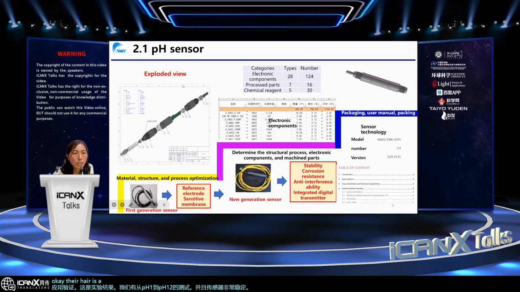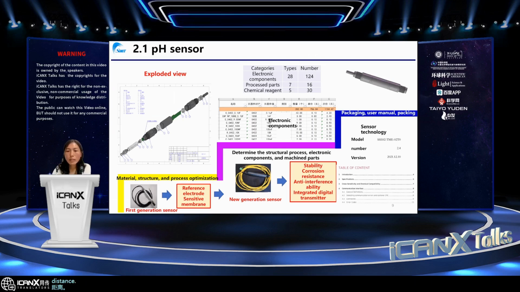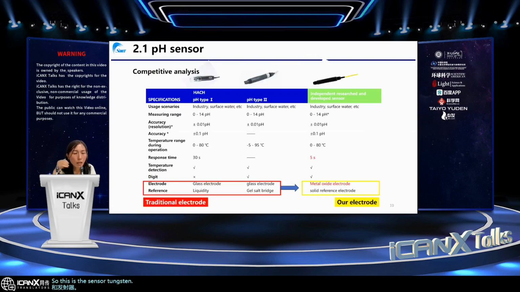Here is a picture of the exploded view. For the pH sensor, from the first generation to the new generation, we have developed the material, structure and process optimization. And we have also determined the structure, process and electrical components. This sensor has more than 120 electronic components, and finally improves the stability and corrosion resistance, with an integrated transmitter. So this is the sensor technology.